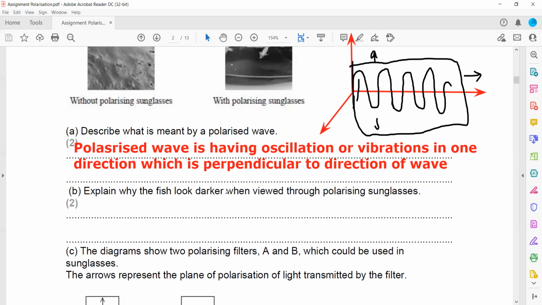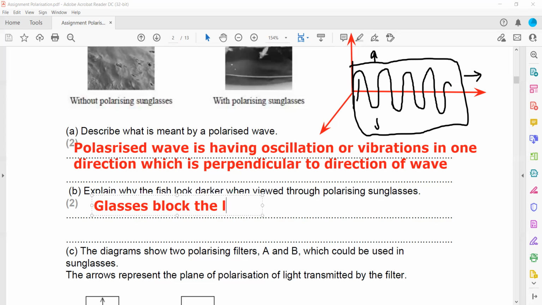The second part: explain why the fish look darker when viewed through polarizing glasses. What is the reason why it appears darker when we are looking through polarizing glasses? These sunglasses or polarizing glasses will absorb the light which is perpendicular to the plane of the sunglasses, and the sunglasses only transmit or allow the oscillation which is parallel to the plane, which reduces the light intensity.